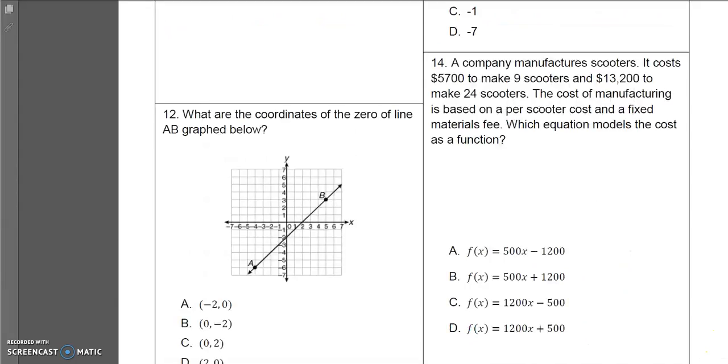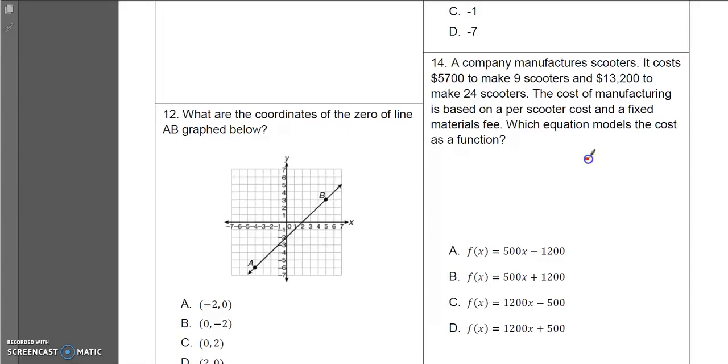Number 14 says, a company manufactures scooters. It cost $5,700 to make 9 scooters and $13,200 to make 24 scooters. The cost of manufacturing is based on a per scooter cost and a fixed materials fee. Which equation models the cost as a function?